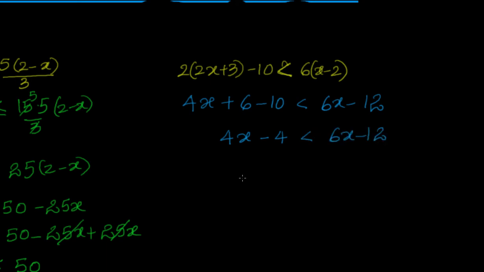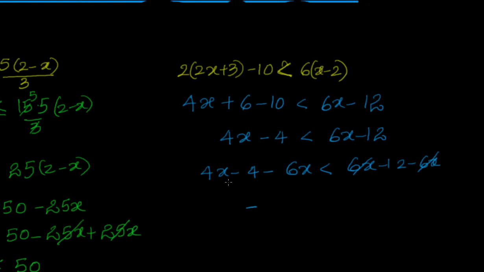Now as I said earlier, on the left hand side is always the variable, on the right hand side is the constant term. So 6x from here should be removed. So I will subtract 6x on both sides. I'll have 4x minus 4 minus 6x less than 6x minus 12 minus 6x. And you know 6x cancels out.